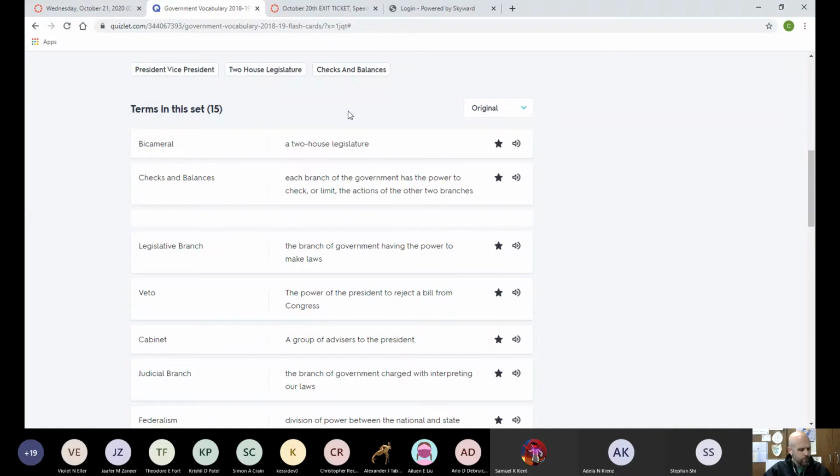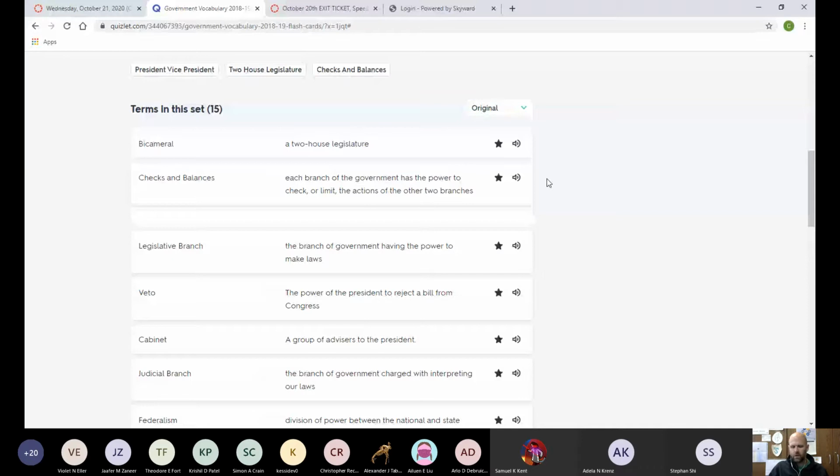Then we have checks and balances. This term right here is more or less the theme for the entire second standard that we have, which is on how government works. So checks and balances, like for example, right now, they're trying to fill a vacancy in the Supreme Court. The president makes a nomination, and then the U.S. Senate confirms or denies that appointment. That's how checks and balances work.